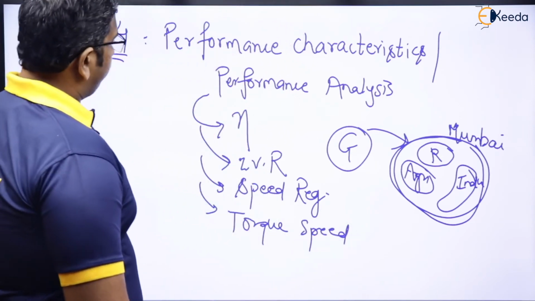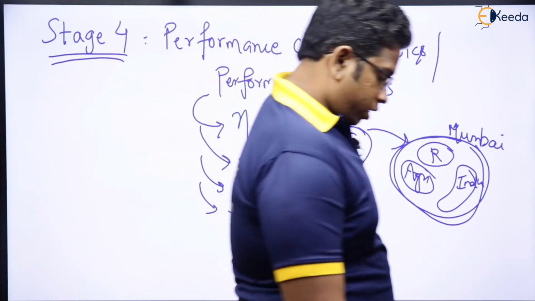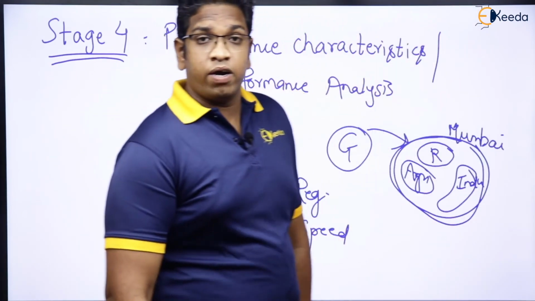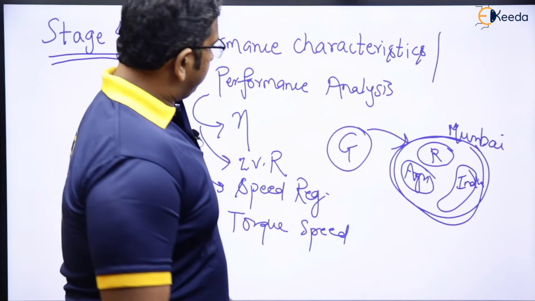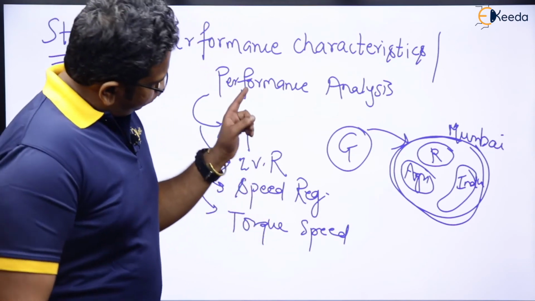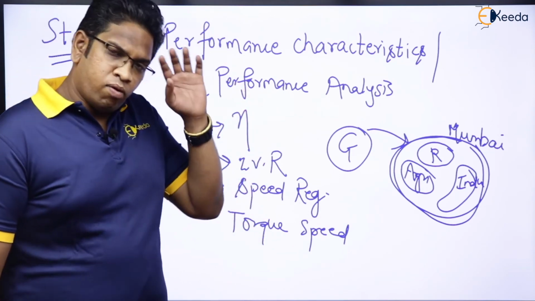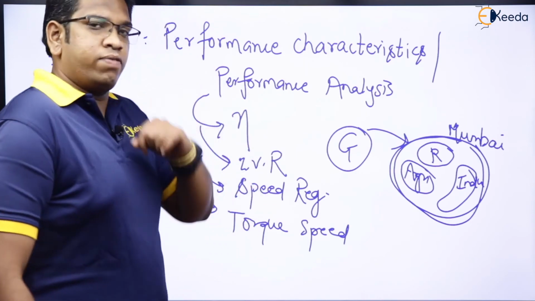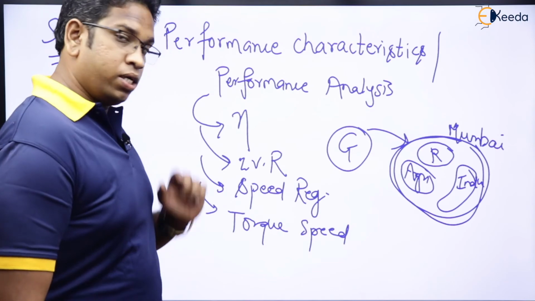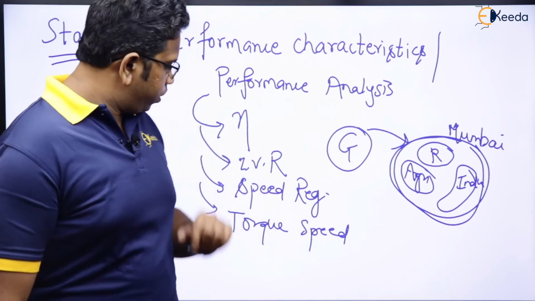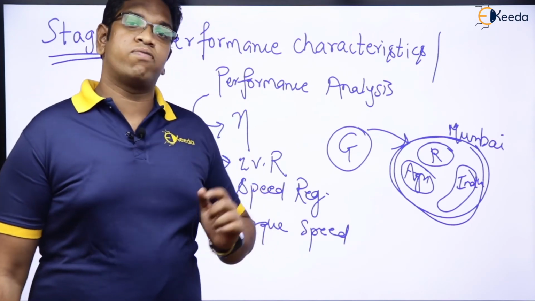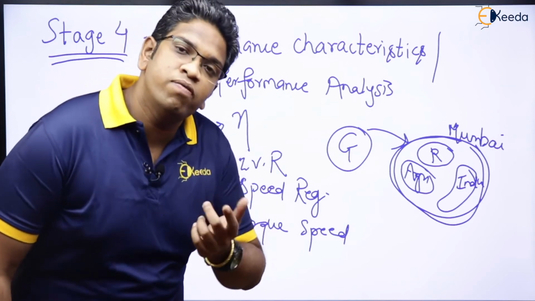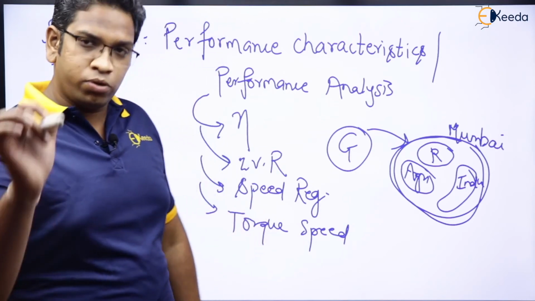Now, what do we do in stage 5, sir? Stage 5 will be very simple. In stage 5, we will be discussing applications. See here. In stage 4, we did this. We know what we want, but how will we get it? We know that we need to find the efficiency. We know that we need to find the voltage regulation. We know that we need to find the speed regulation. We know that we need to find the torque speed characteristics. But how will we know them? So here is the reason.